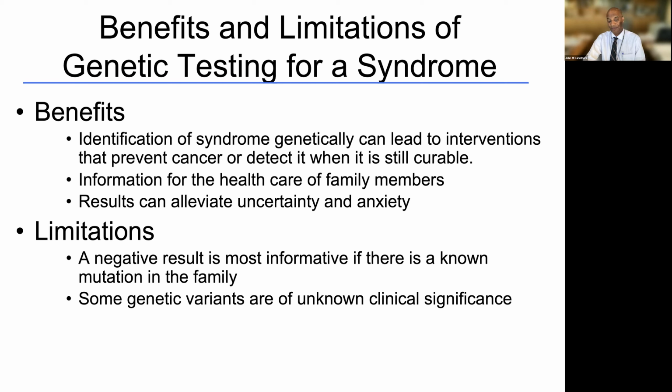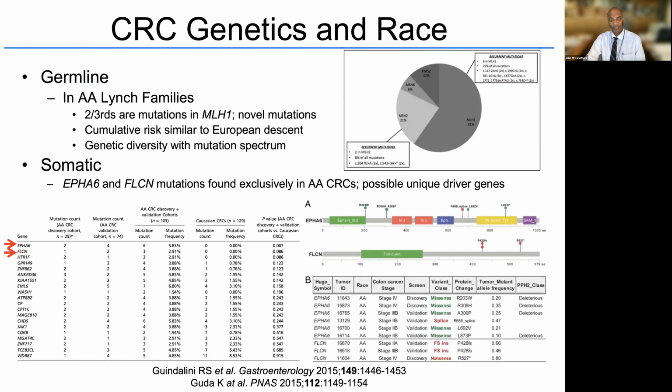But it also has limitations because a negative test may not totally eliminate the risk for the person or the family unless there's a known mutation in the family. And there are some genetic variants of unknown clinical significance, we call VUSs, variants of unknown significance, that we may not be able to tell if they're certainly pathogenic or not.